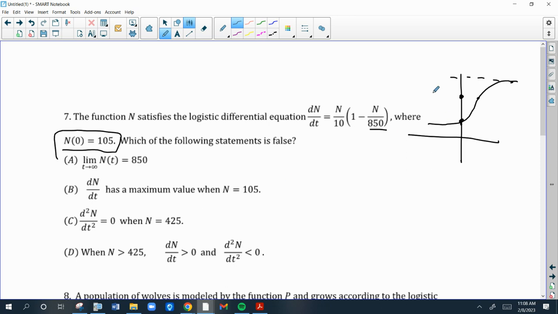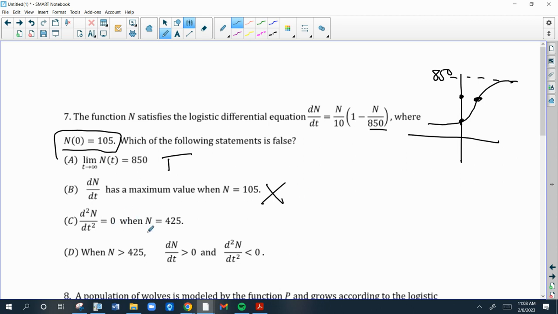The limit as t goes to infinity does reach the limiting capacity, so this is true. The derivative has a maximum value when n equals 105. That's false. The derivative would be maximum, it's increasing fastest, at half the limiting capacity, which is 425. So that's false. I'm done. The answer is B. But let's just make sure everything else is true.